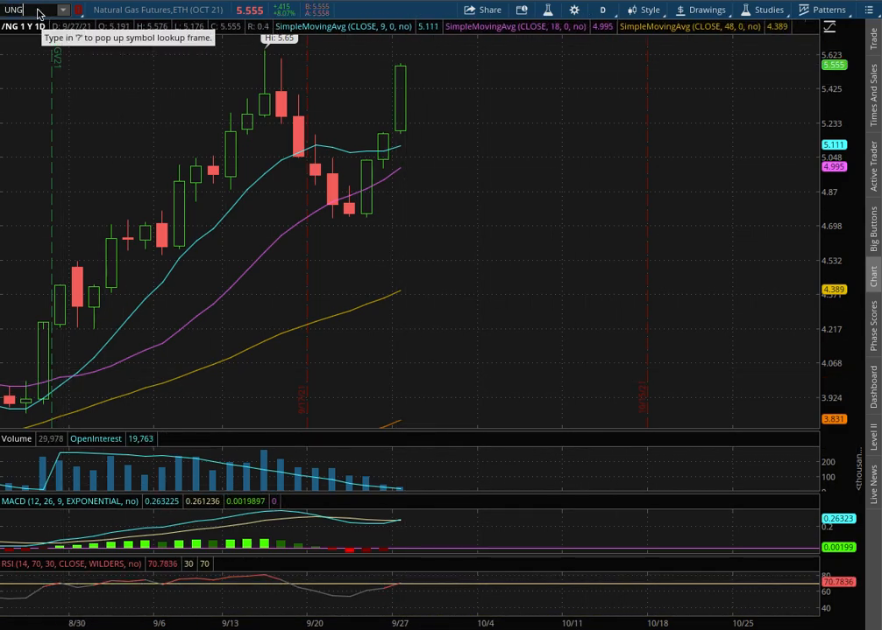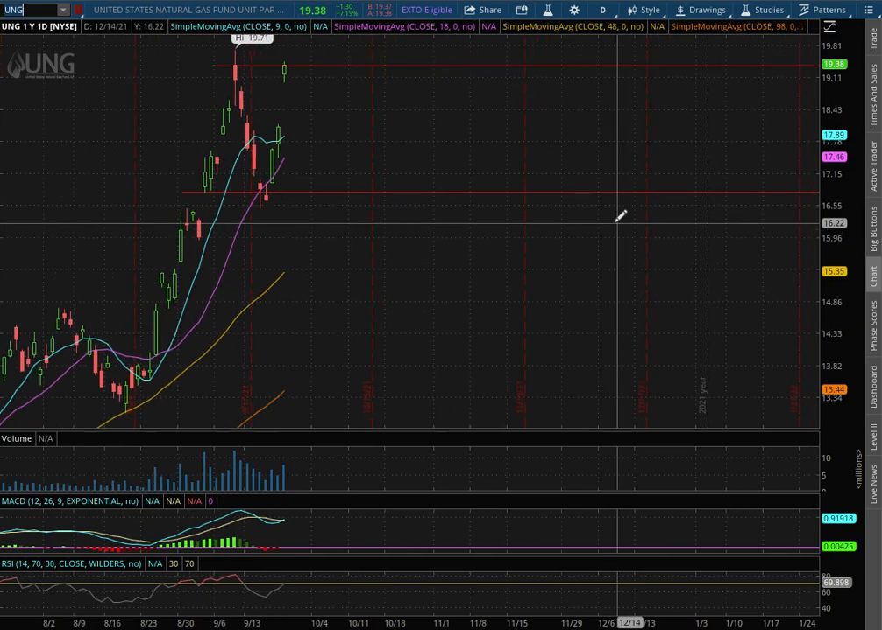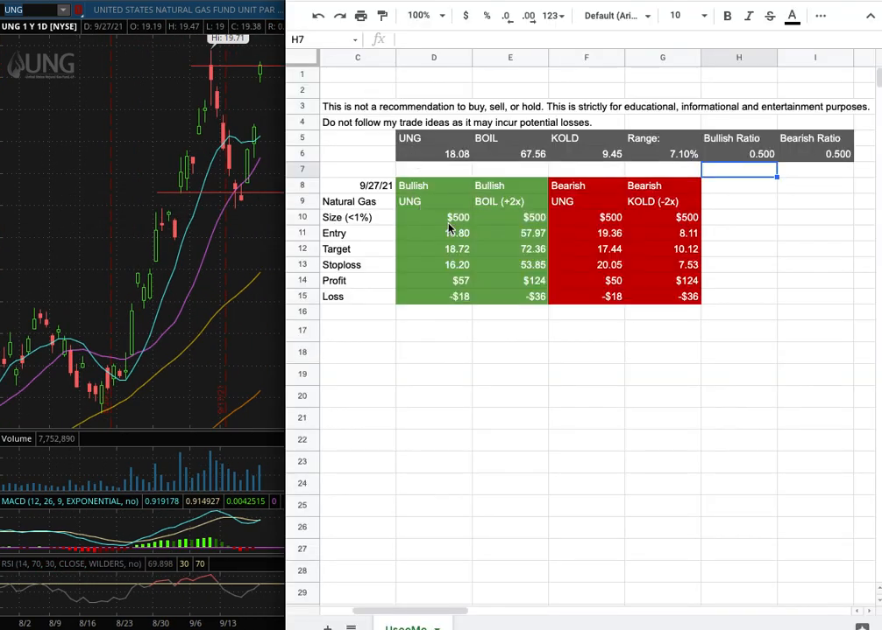As with the trade idea, I'll be trading UNG, and my position size for it is less than 1% of my portfolio. My long entry is at $16.80, and that is this range there. My sell target is at $18.72. My stop loss is at $16.20.